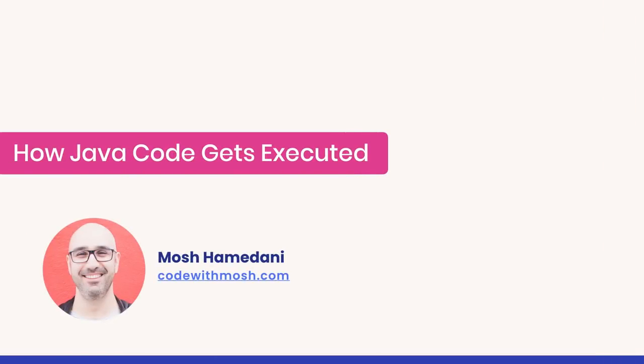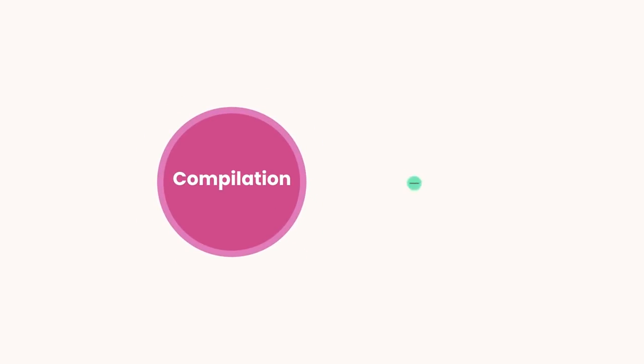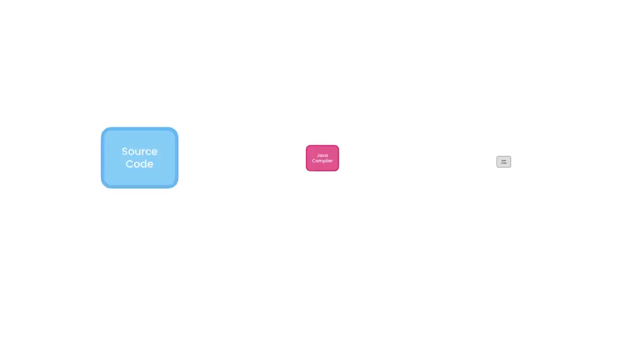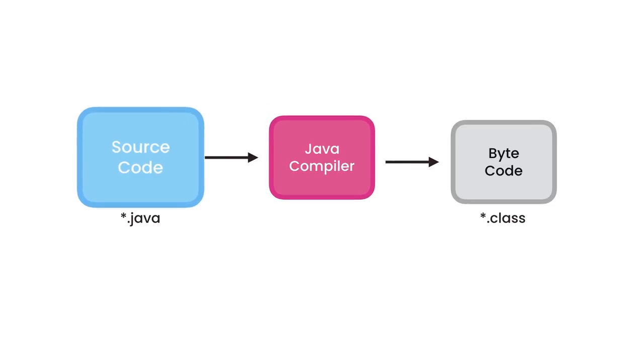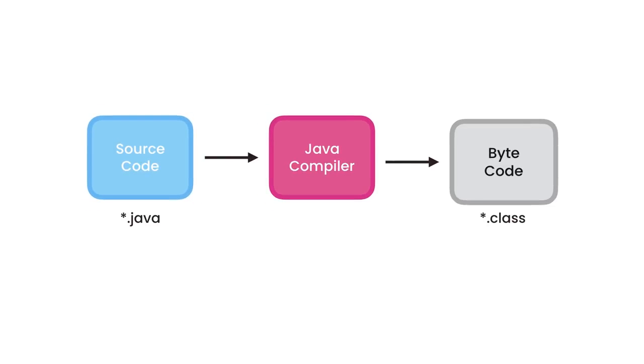All right, now let's see what exactly happens under the hood the moment we run a Java program in IntelliJ. There are basically two steps involved here: compilation and execution. In the compilation step, IntelliJ uses the Java compiler to compile our code into a different format called Java bytecode. This Java compiler comes with the Java Development Kit that we downloaded at the beginning of the course.